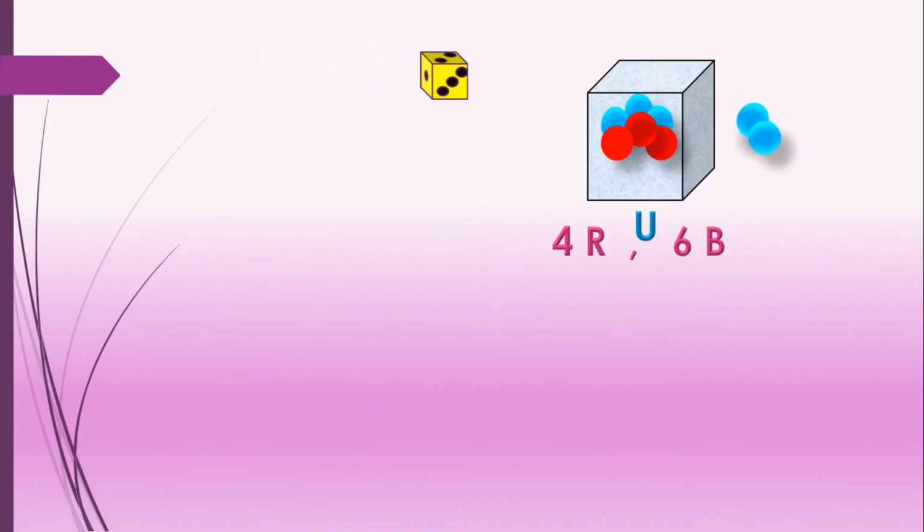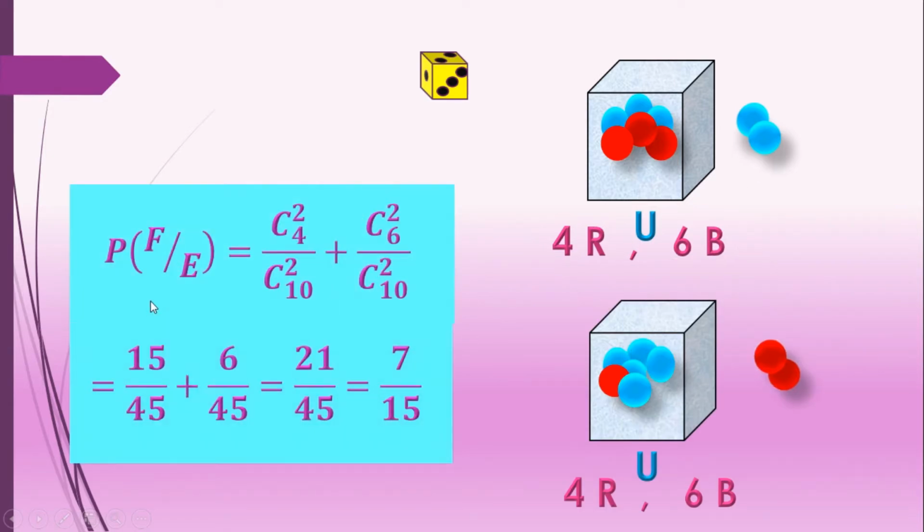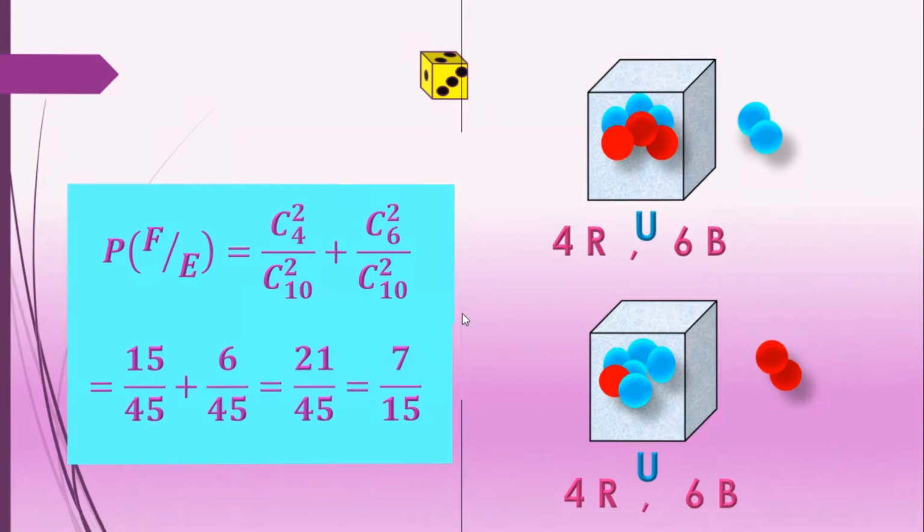In part 1, calculate P of F given E and verify that P of F intersection E equals 7 over 30. Well, if the die shows an even number, then 2 balls are selected simultaneously from the urn. They can be both blue or both red. So the probability of F given E is combination 2 out of 4 over combination 2 out of 10 plus combination 2 out of 6 over combination 2 out of 10. So it's equal 15 over 45 plus 6 over 45. It gives us 7 over 15.